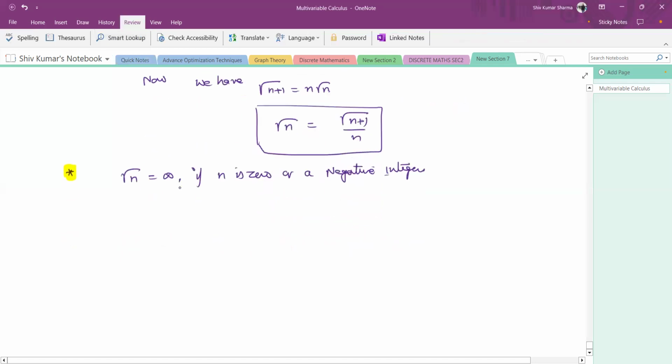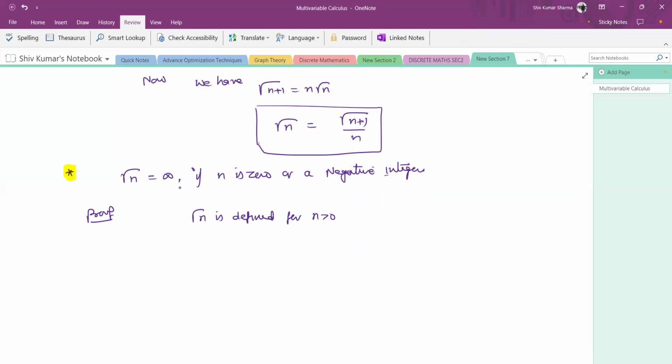We shall prove this by using the above properties. We have defined gamma n for only n greater than 0, meaning positive values, and we can take gamma n plus 1. This is defined for n plus 1 greater than 0.